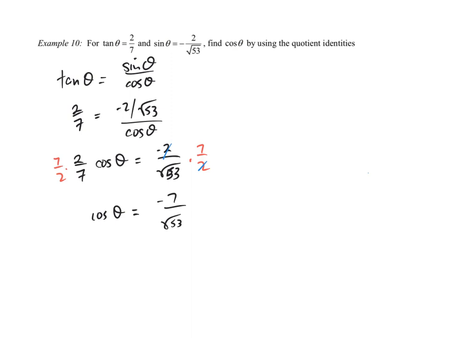And since the answer kind of started in that form, I guess it's okay to leave it in that form, or you could go ahead and rationalize it, which would say -7 square root of 53 divided by 53. Either one would probably be okay, again, since the question started with a radical in the denominator.